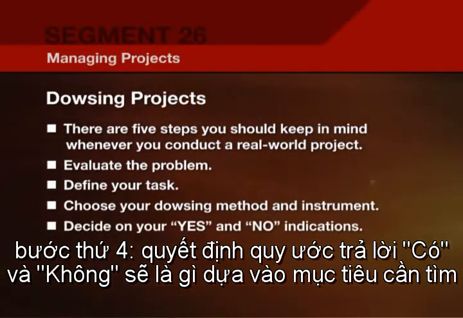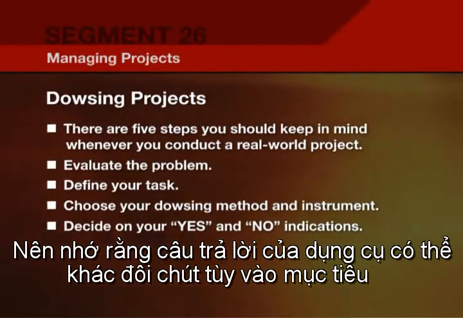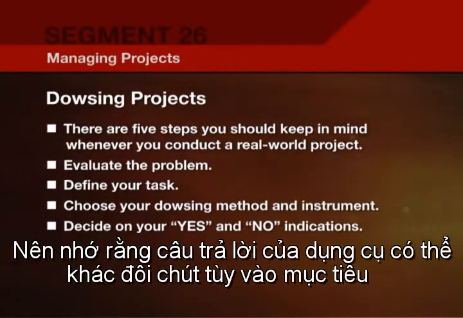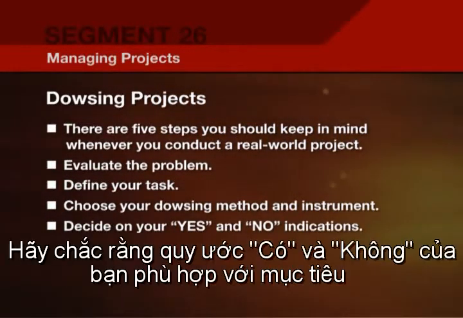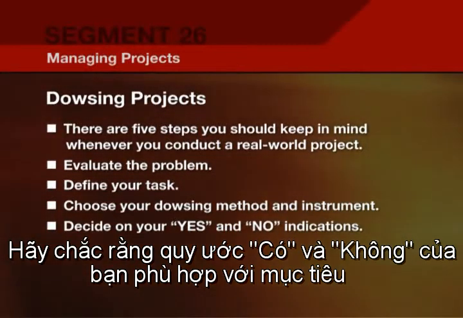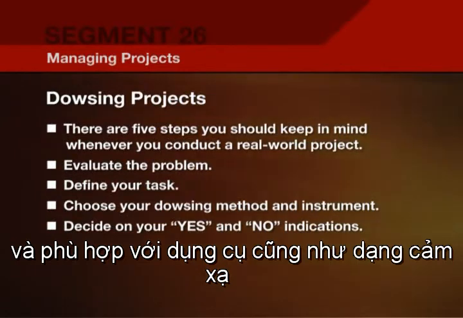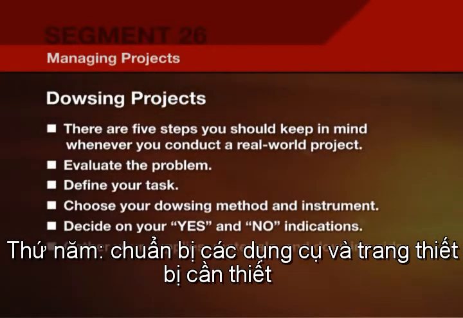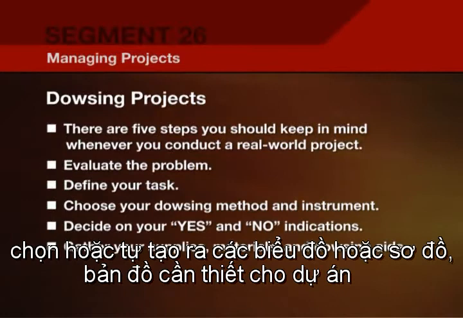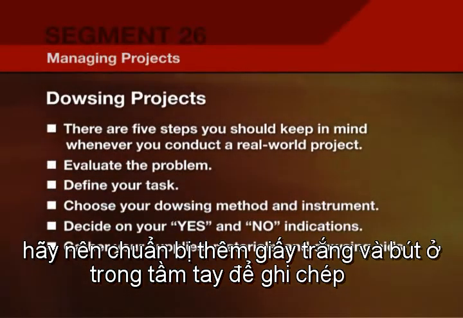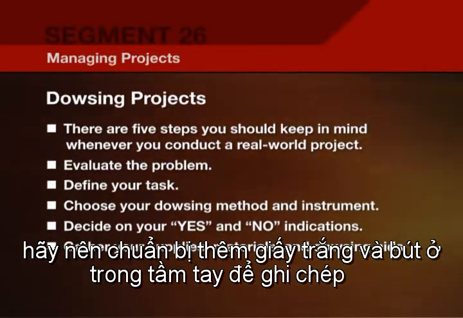Step 4. Decide what your yes and no indications will be based on your task. Remember, your yes and no responses can differ based on the specific question or task you have defined for your project. In most cases, the standard show me a yes and show me a no responses seem to work quite well. Make sure your yes and no indications make sense and can be used with the form of dowsing and device you have selected. And finally, gather your supplies, materials, and dowsing aids. Select or create the appropriate maps or diagrams if those will be needed for your dowsing project. Don't forget to have additional materials such as bond paper and pens within reach for immediate use if necessary.